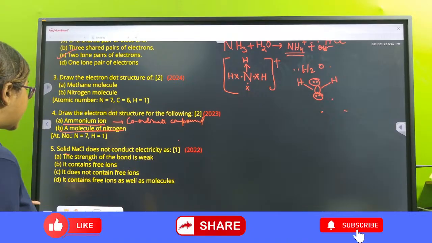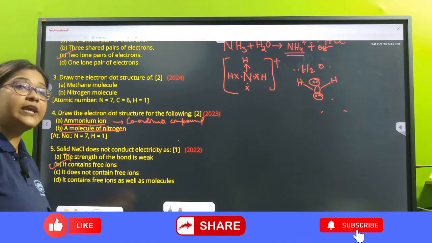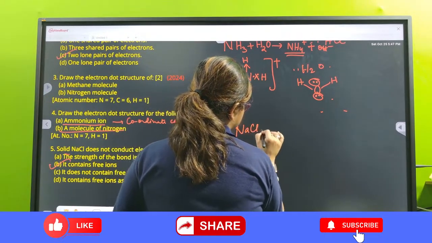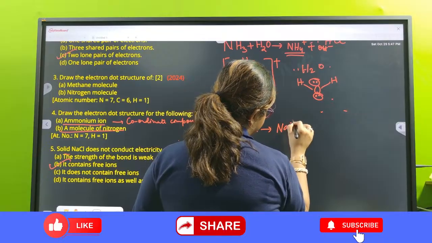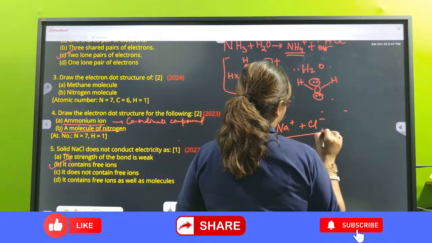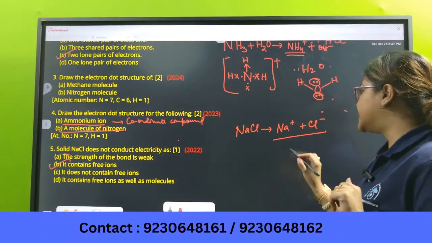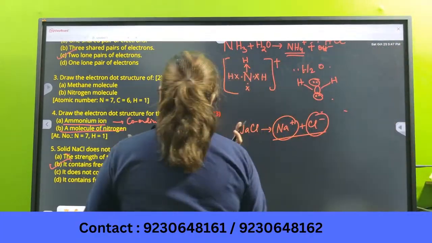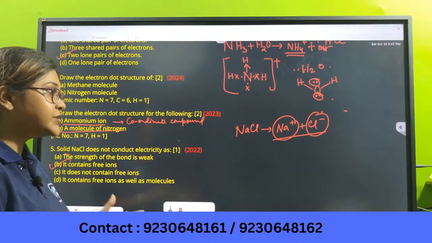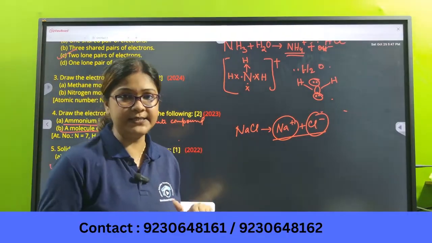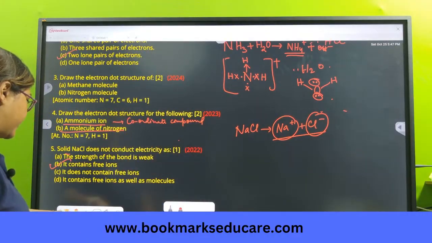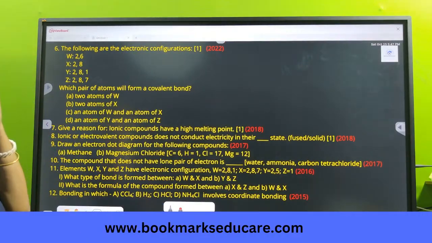The correct answer will be: it contains free ions, because sodium chloride generates Na+ and Cl- upon passage of electric current. Now these free ions can conduct electricity, therefore because sodium chloride has free ions, it can easily conduct electricity. Moving over to the next slide.